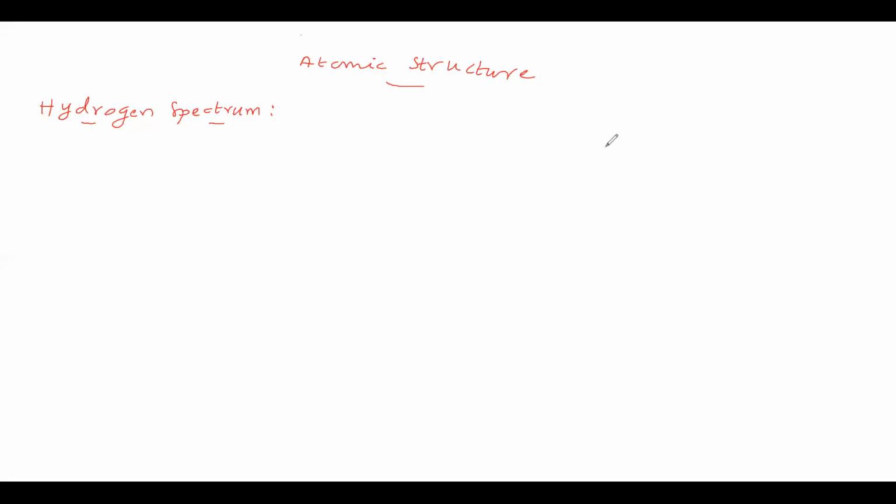Let us continue atomic structure. In the atomic structure, we will go for hydrogen spectrum. So in the hydrogen spectrum, we will take hydrogen gas. We will take a hydrogen lamp.